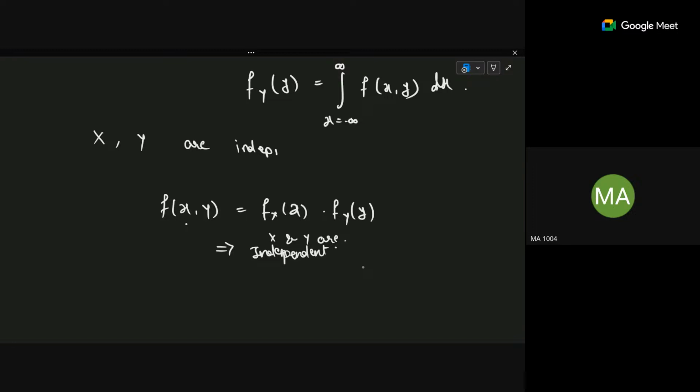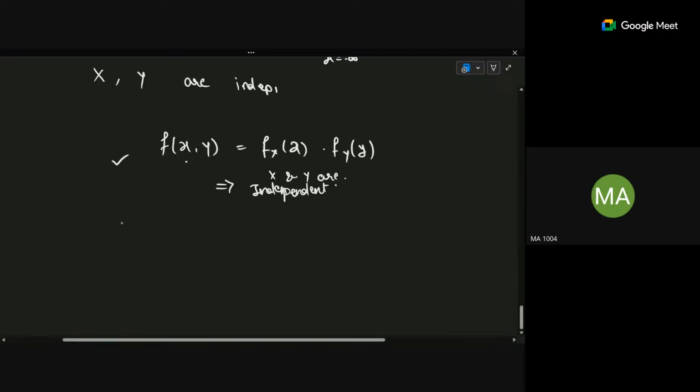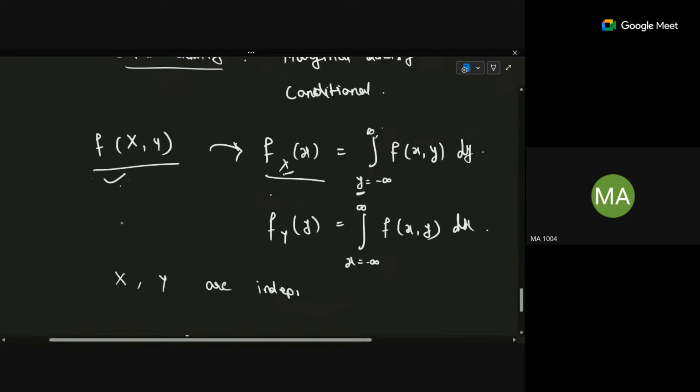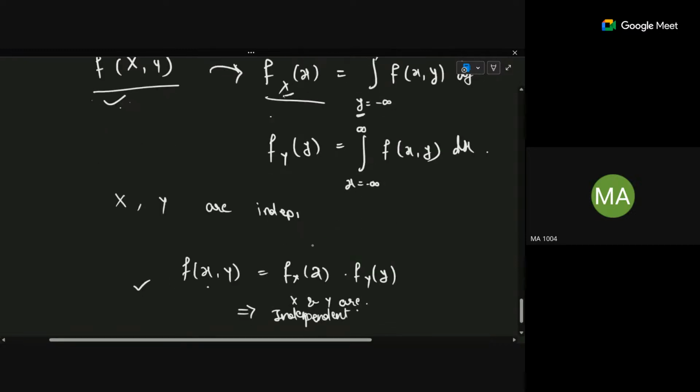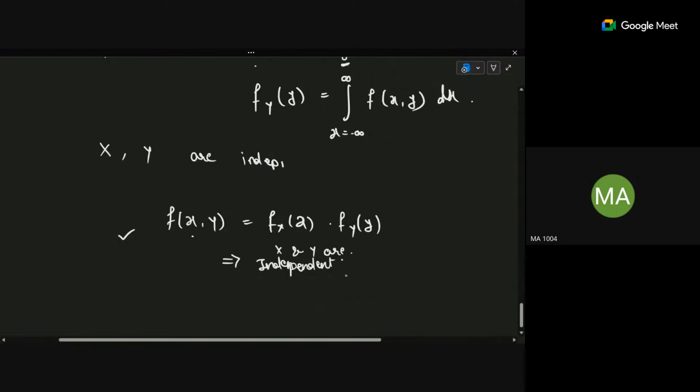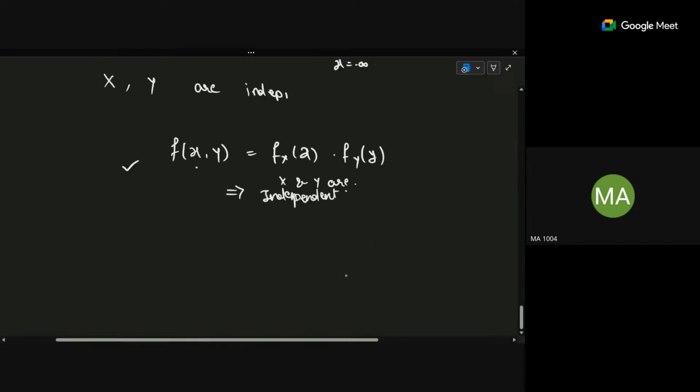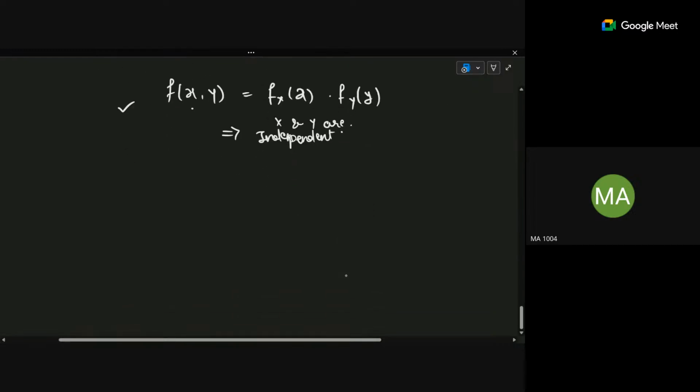Okay, so now let's check with one example how to calculate marginal, and simultaneously check also whether they are independent or not. Is it fine if we do questions, ma'am, apart from this, what is the other use of marginal?